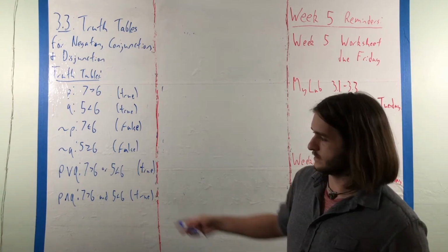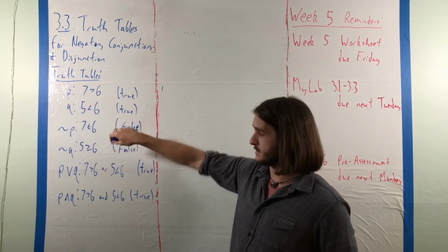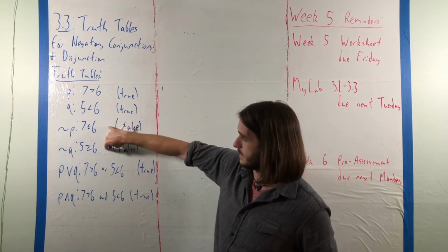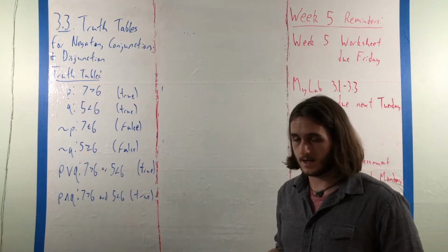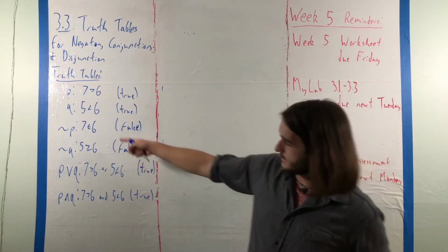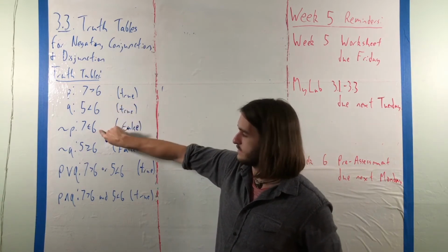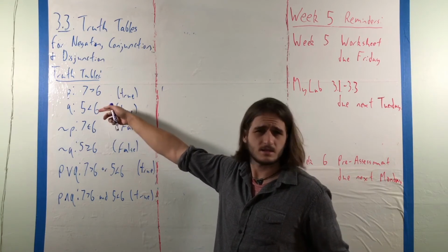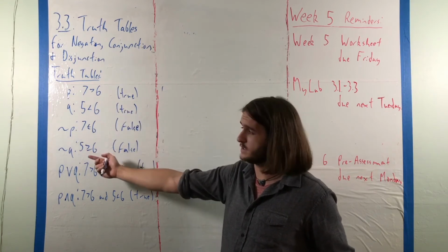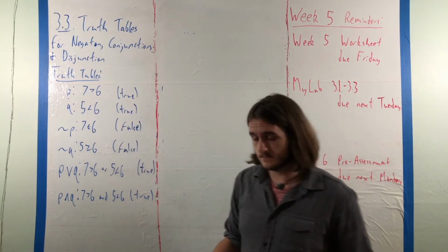But if we then start to look at mixing and matching some of this stuff with the negations of the original statements, like say if we were to look at not P and Q, you would be saying, okay, 7 is less than or equal to 6 and 5 is less than or equal to 6. False, because of the first one. But if we said not P or Q, the second is true, so the whole thing would be true.